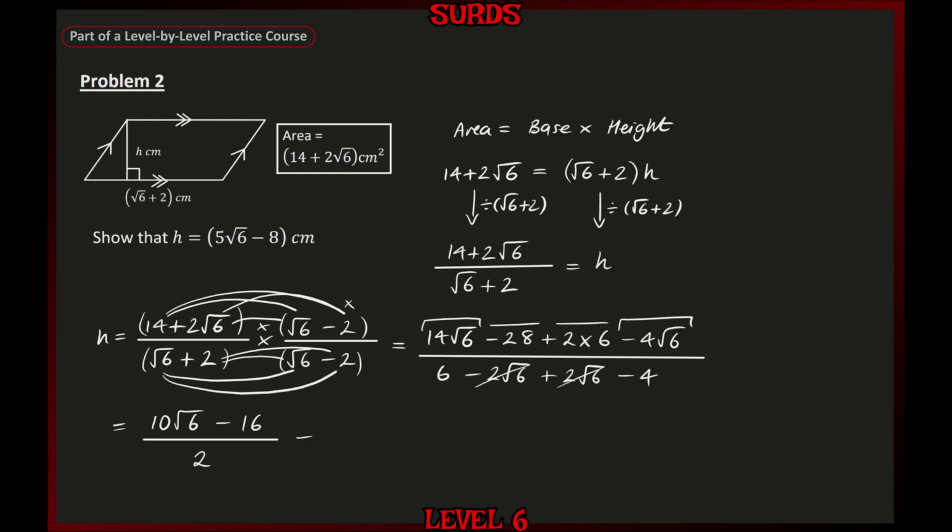To finish, 10 and 16 can both be divided by 2. So 10 root 6 divided by 2 becomes 5 root 6, and minus 16 divided by 2 becomes minus 8. So the height is 5 root 6 minus 8 centimetres, as we were given in the question. And that's the end of problem 2.